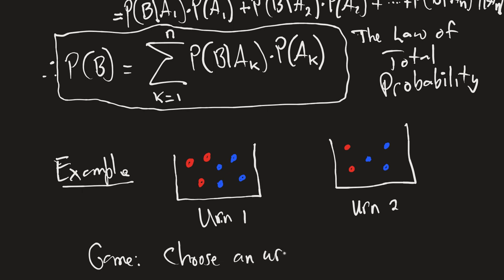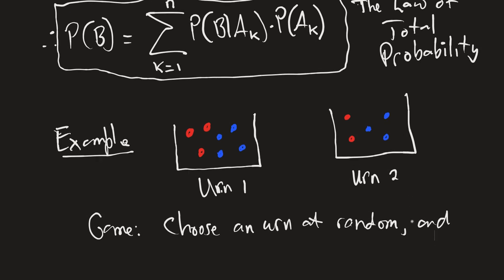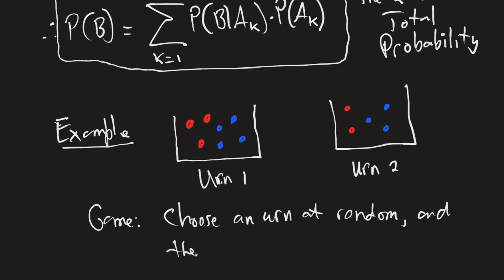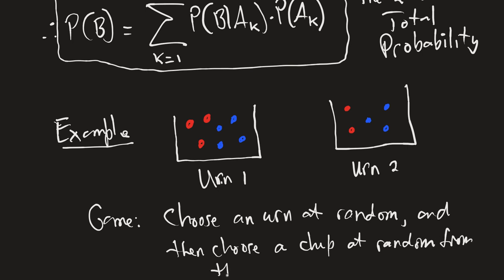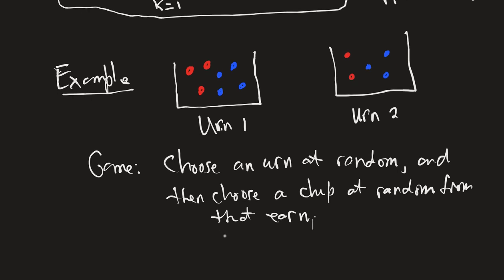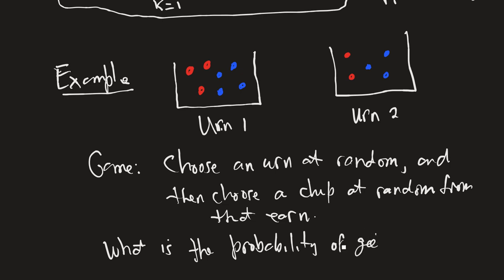choose an urn at random. So like you're blindfolded, right? Nice party game. So choose an urn at random and then choose a chip at random from that urn. All right? And here is the question. Let's say, what is the probability that we get a blue chip, right? So that's the question. So what is the probability of getting blue?